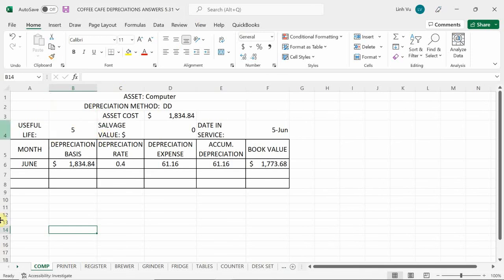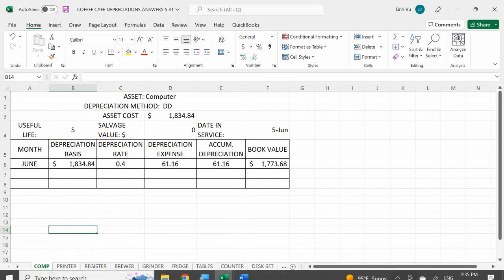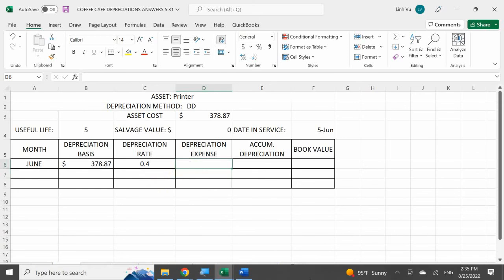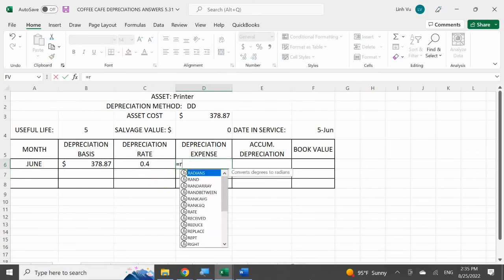Okay. So let's go ahead and do the printer. I already started the printer. Okay. The printer, right? It's double declining, meaning it's twice the asset's rate. And in this case, we've got the 40% because 1 over 5 times 2. So what is the value of my depreciation expense going to be for my printer? 12.63.